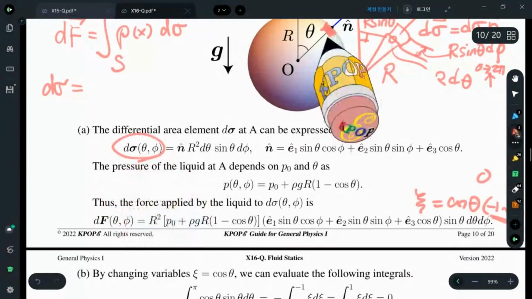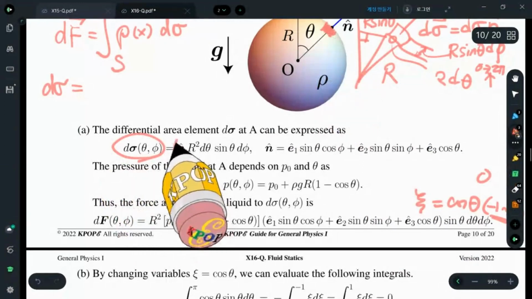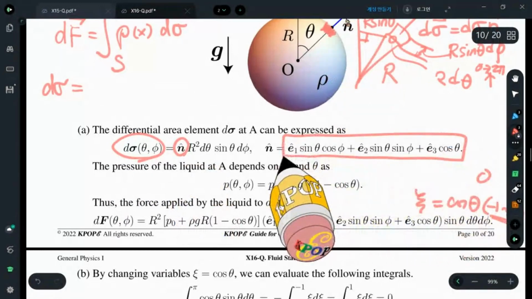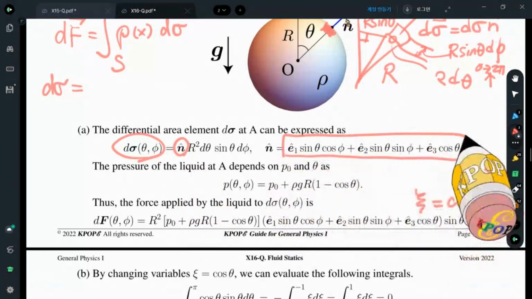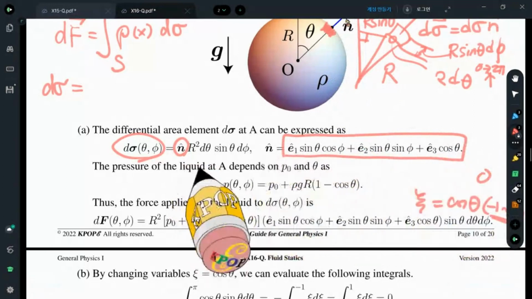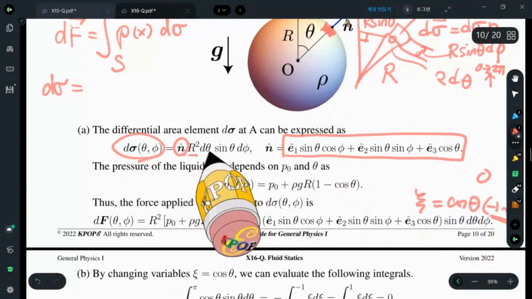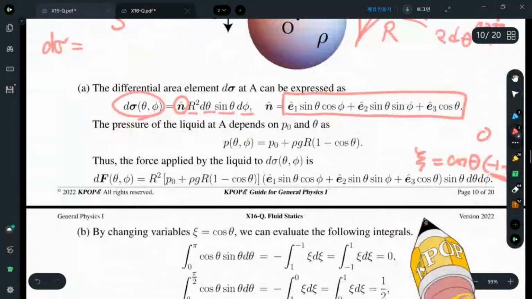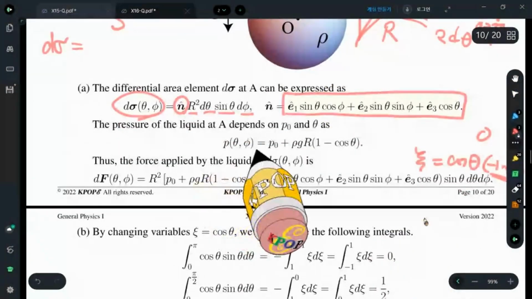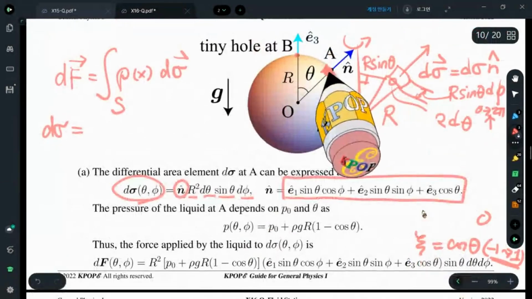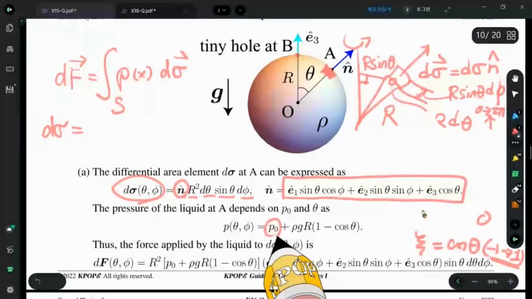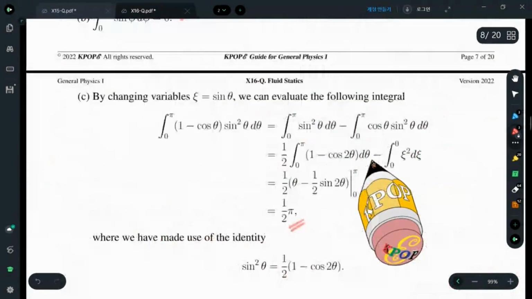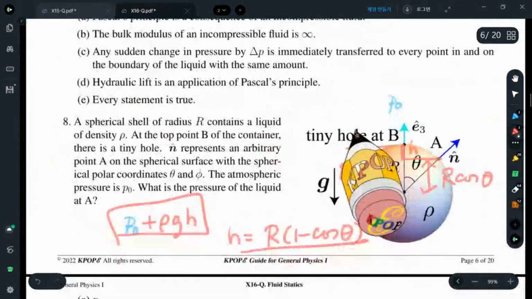The dSigma at this point is parallel to the unit vector along the radial direction. We repeat it too many times, so I don't explain how I get this. And the area is r squared d theta sine theta d phi. And we just found that the pressure at this point is atmospheric pressure plus rho g r (1 minus cosine theta), which we already obtained in this problem.